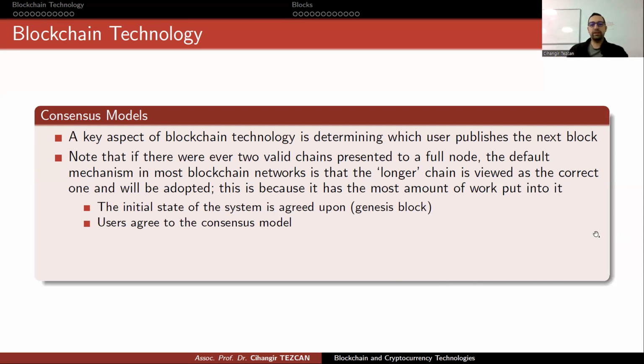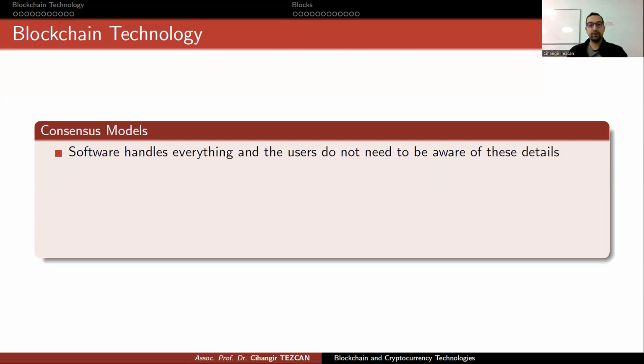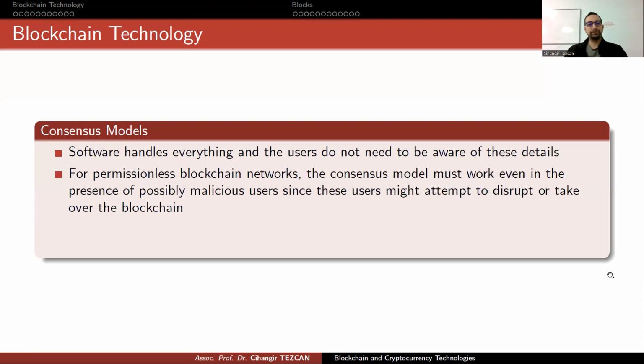Users agree to the consensus model. Every block is linked to the previous block by including the previous block's header's hash digest. Users can verify every block independently. This is the important thing. You can go and verify everything that is written in a block. So, consensus model: software handles everything and the users do not need to be aware of these details. And actually, this is why nobody knows how these things work.